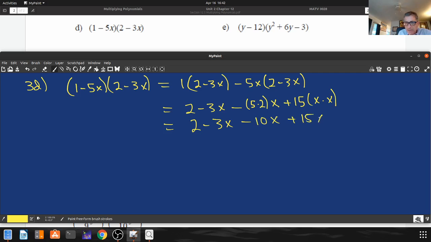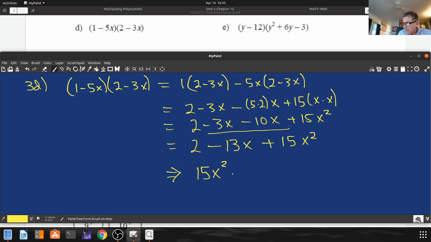X times x is x squared. So let's collect like terms, which are these middle terms. That's minus 13x plus 15x squared. And the last thing we're going to do is we will write it in terms of descending powers. And that's going to be 15x squared minus 13x plus 2. And that's our final answer.